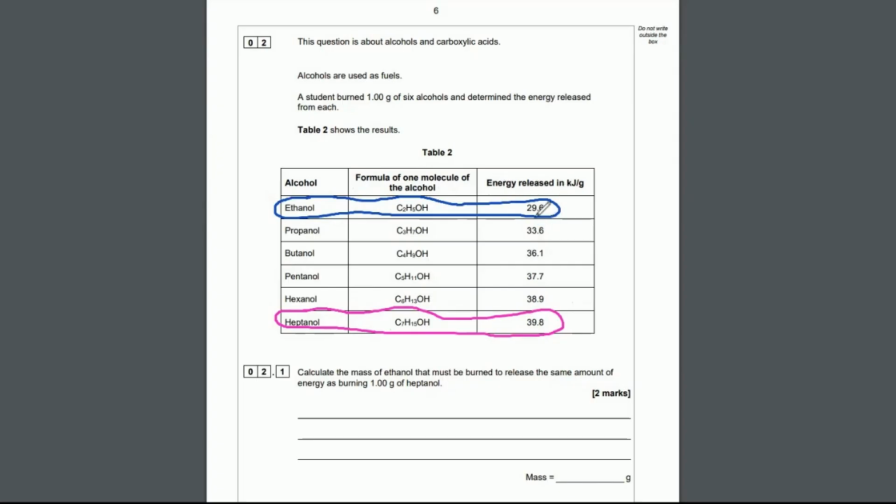So obviously we'll need to burn more ethanol to get the same amount of energy as heptanol. So all you've got to do here is take the amount of energy for heptanol, which is 39.8, divide it by 29.6, and you'll get how much more ethanol you need to burn to get the same amount of energy. So we're going to need to burn 1.34 grams of ethanol. So you need to burn 1.34 times as much ethanol because it doesn't release as much energy. And that will get you 2 marks. Boom.